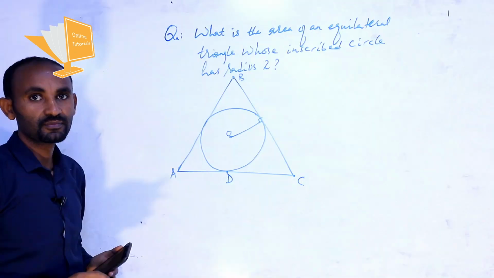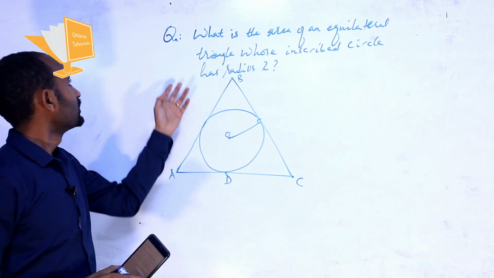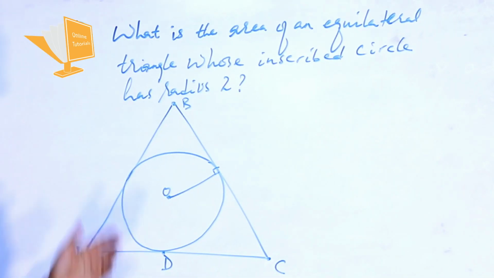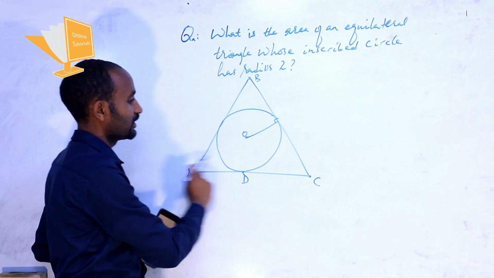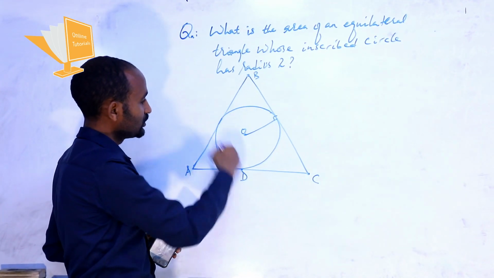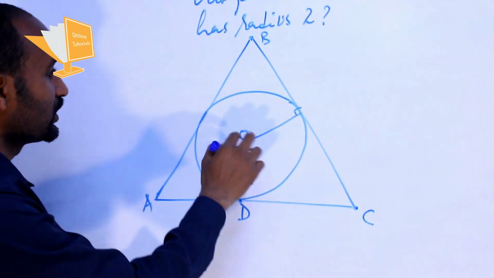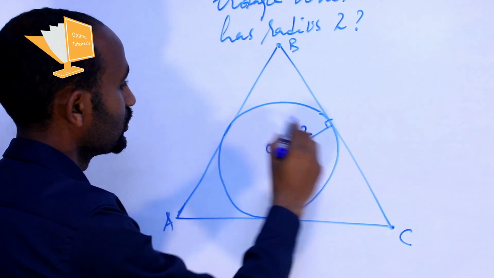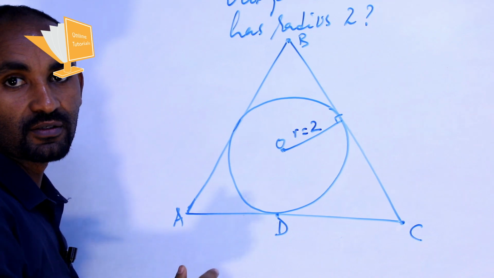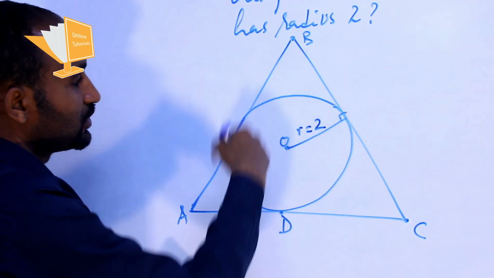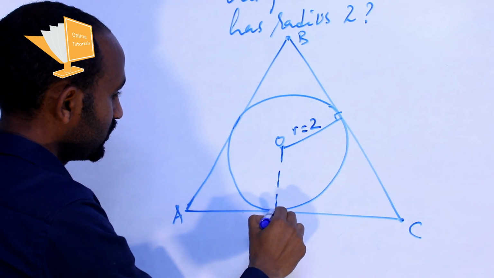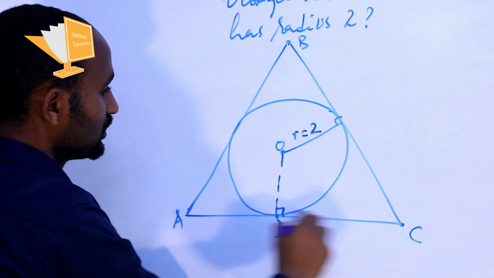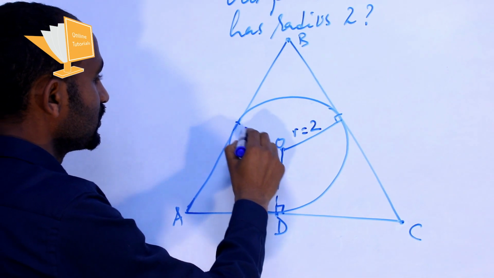As simple as this. Okay, this question: what is the area of an equilateral triangle whose inscribed circle has radius 2? So here we have an equilateral triangle, inscribed is a circle of radius 2. How do you find the area of this triangle? Well, this inscribed circle which has radius 2 will have this radius tangent to the sides of the triangle.